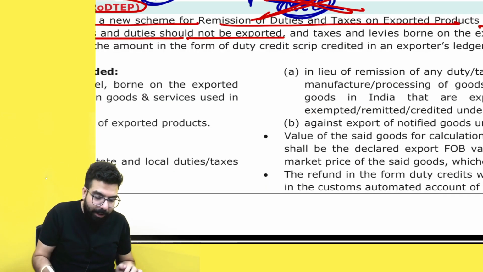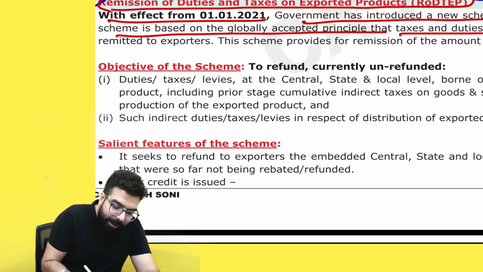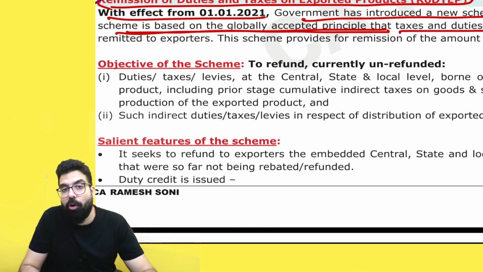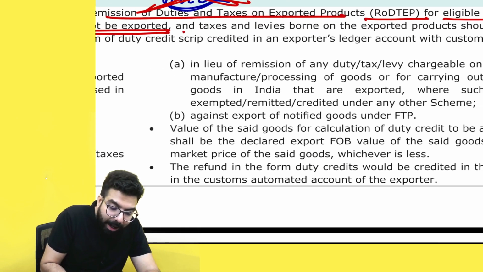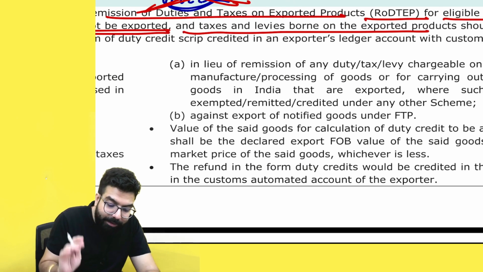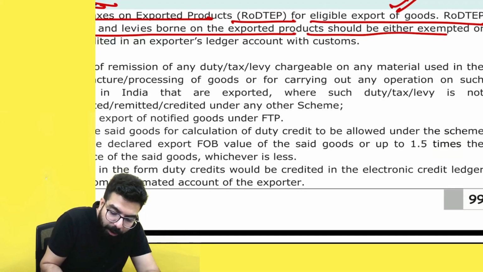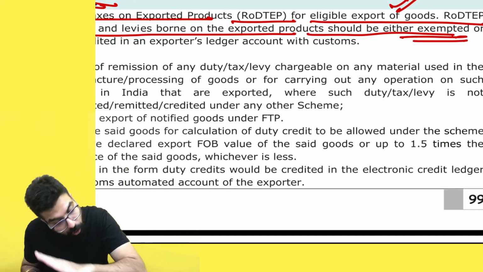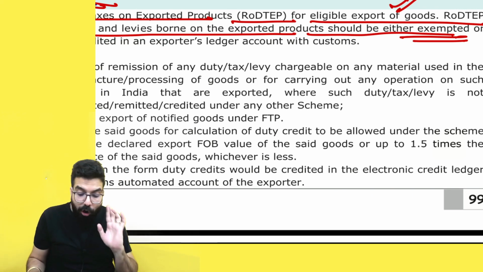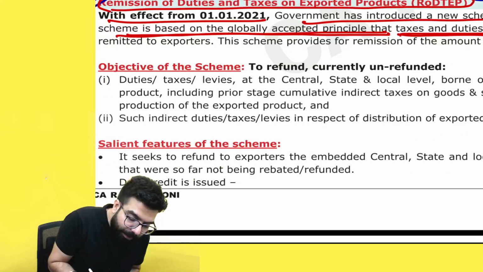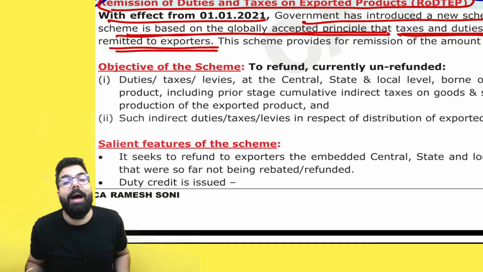And that is what they are saying, that the RoDTEP scheme is based on the globally accepted principle that taxes and duties shall not be exported, and taxes and levies borne on exported products should be either exempted or not charged in India. In India, there should not be any taxes on exported goods, or even if it is charged, it should be given back to the exporter.